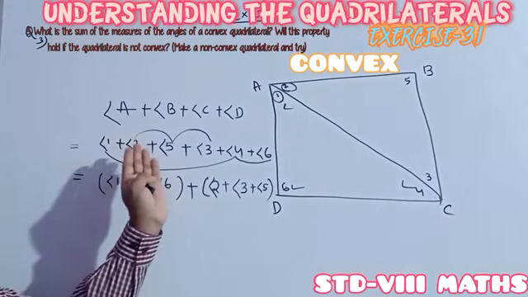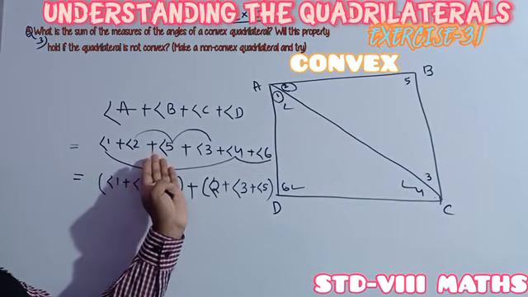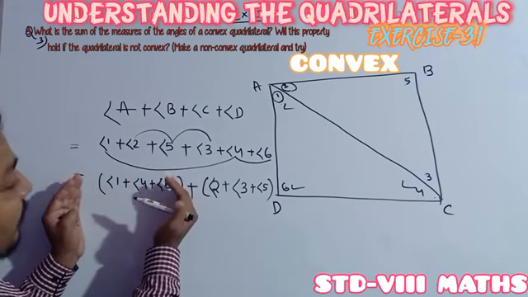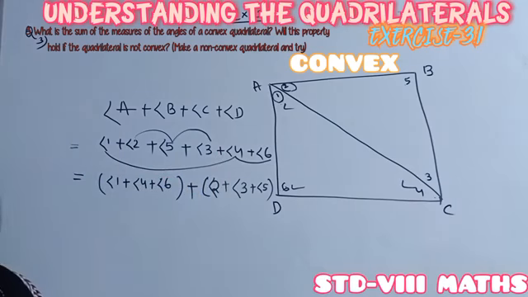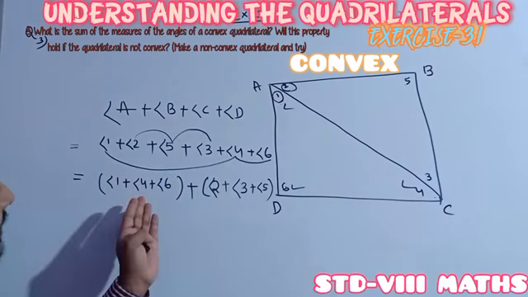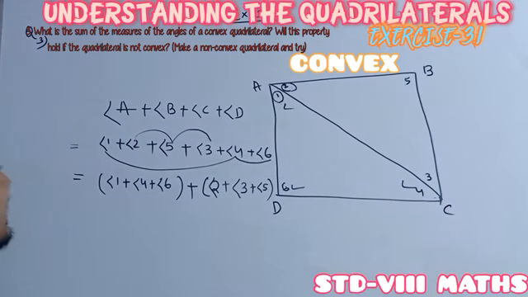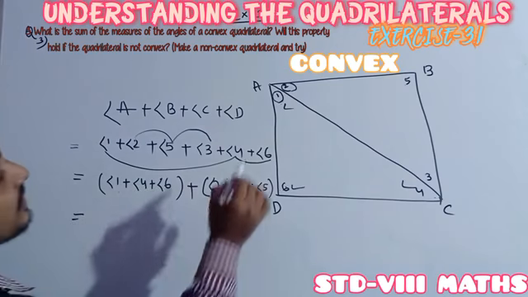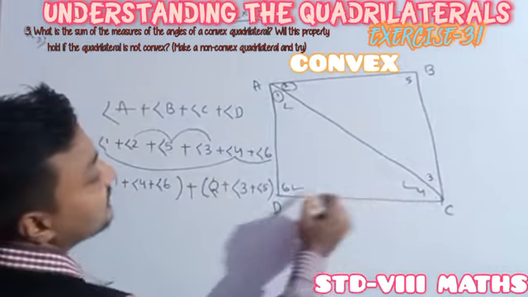So here in the upper step it was the sum of the 6 angles. I am separating 3 in one group and another 3 in another group. Why did I separate? You will get comfort in this step. See, here it is angle 1 plus angle 4 plus angle 6.